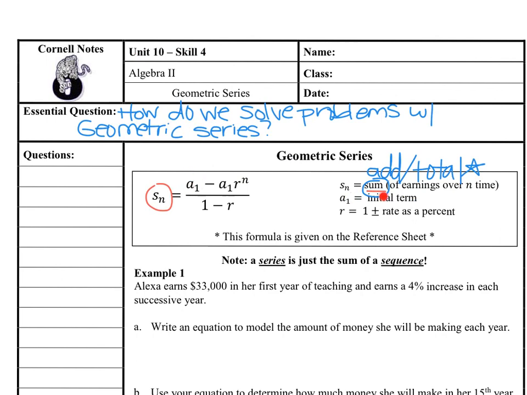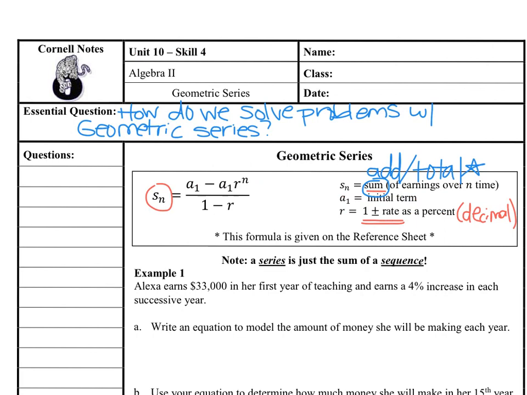and A sub 1 is going to be our initial term. Then A sub 1 again, minus A sub 1 R to the n. Now this is very important right here. In other problems, the R value was just the percent, but in these kind of problems, the R value is 1 plus or minus the rate as a percent, as a decimal. So if it's increasing by 4%, R will be equal to 1.04.